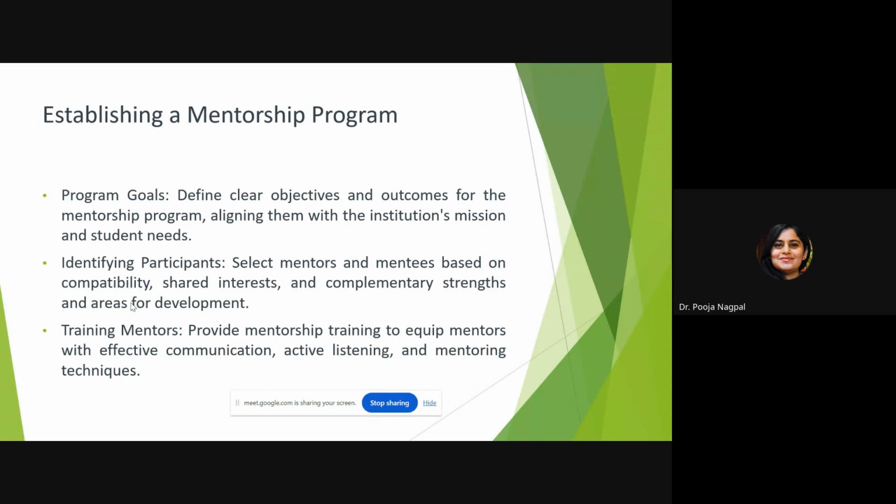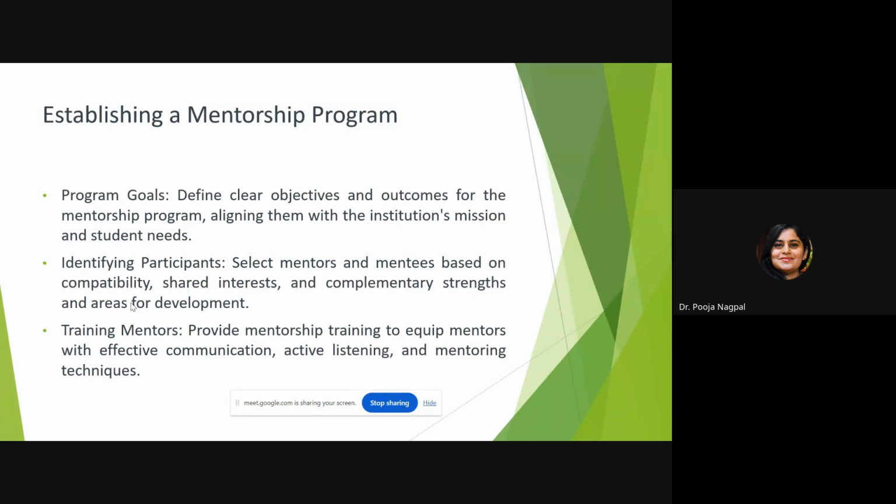Identify participants. As per the norms of UGC or other government agencies, you need to provide a mentorship program to all of the students. Here, identify participants means you need to categorize students on some basis. For that you need to create some factors. For example, select mentors and mentees based on compatibility, shared interest, and complementary strength and areas for development. So these are some factors: compatibility, shared interest, and complementary strength.